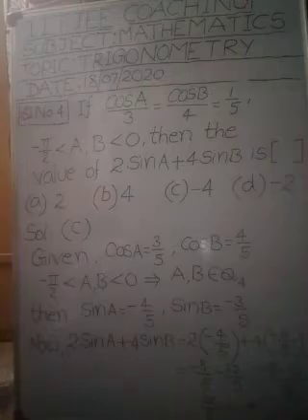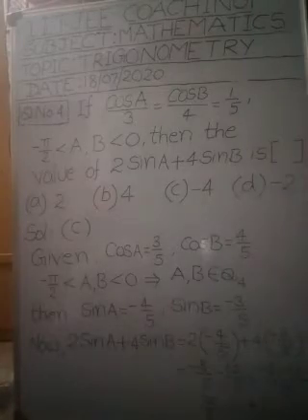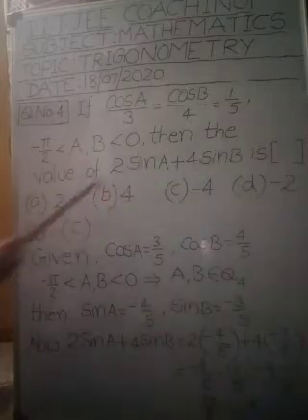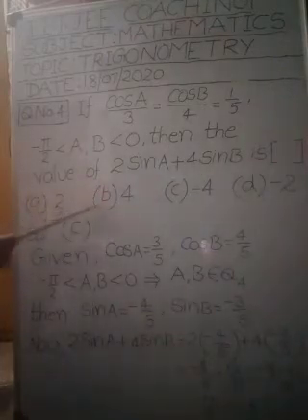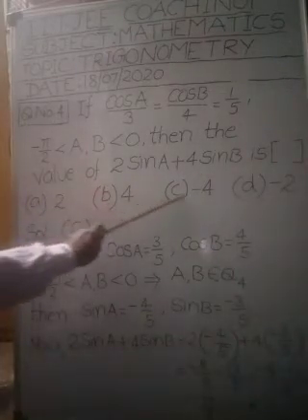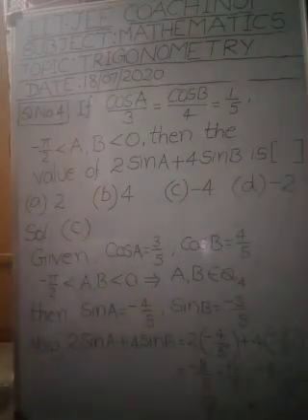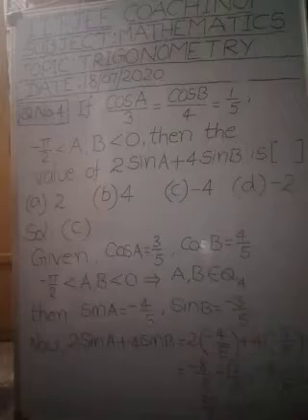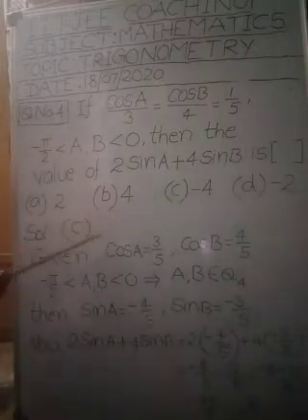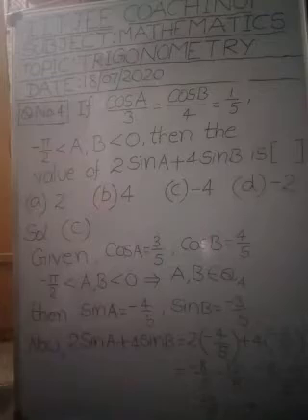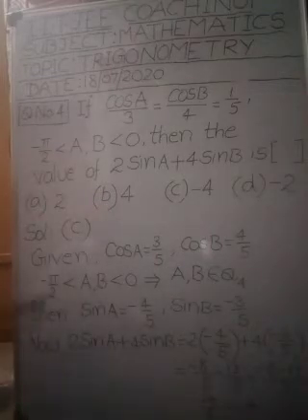It means the two angles are lying in the fourth quadrant. In this case, the value of this expression: first option is 2, second option is 4, third option is minus 4, and the fourth option is minus 2. Out of all these four options, the third option is the correct option. Let us see how the third option is the correct option.